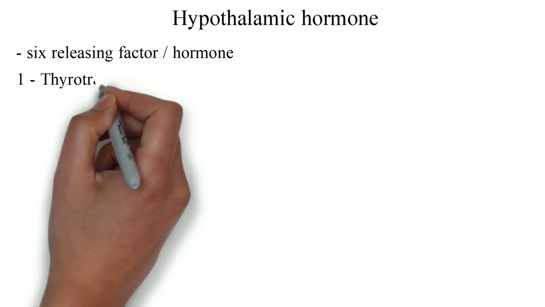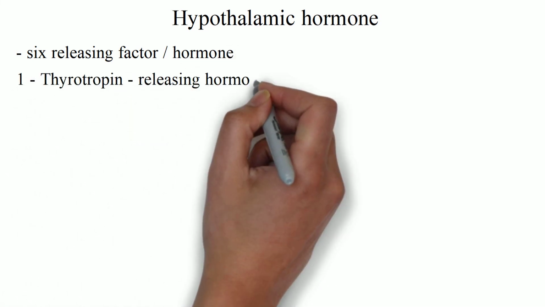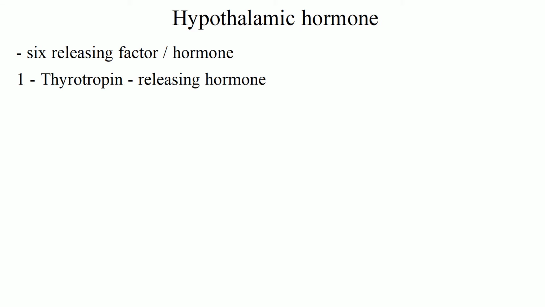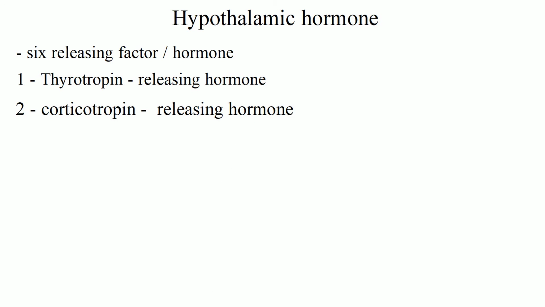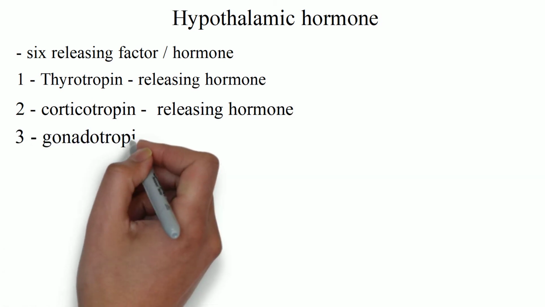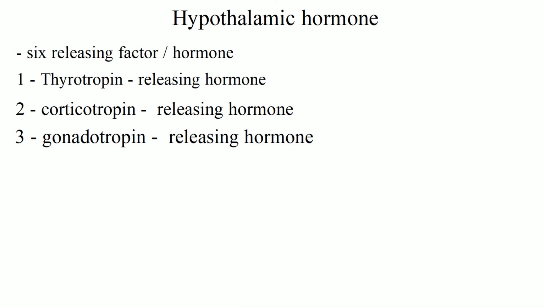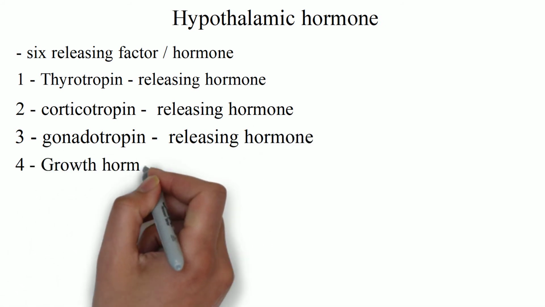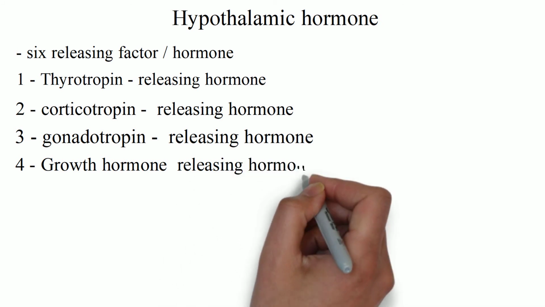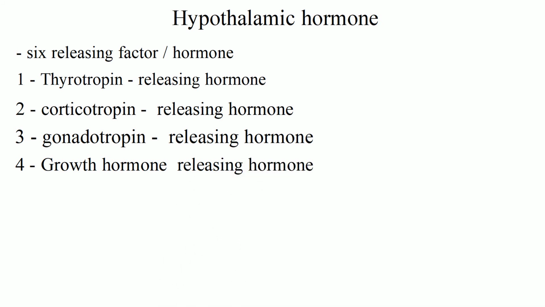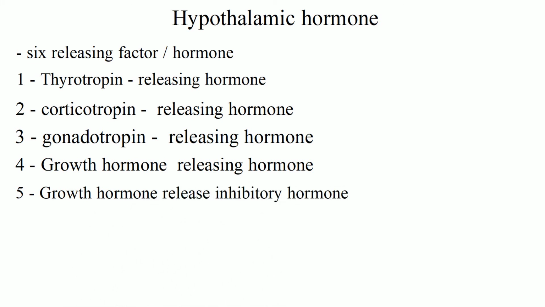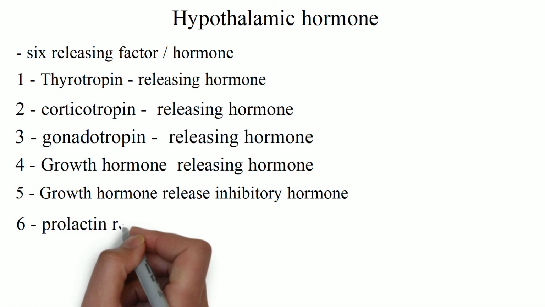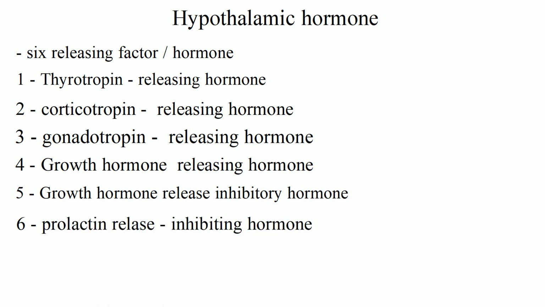We have six different types of hormones. First we have thyrotropin releasing hormone which will act on thyroid gland, corticotropin releasing hormone which will act on adrenal cortex. Then we have gonadotropin releasing hormone which will act on gonads in male and female. Then we have growth hormone releasing hormone which will induce the growth. Then we have growth hormone release inhibitory hormone which will inhibit the growth, and then we have prolactin release inhibitory hormone which will inhibit the release of prolactin. These are the six hypothalamic hormones.